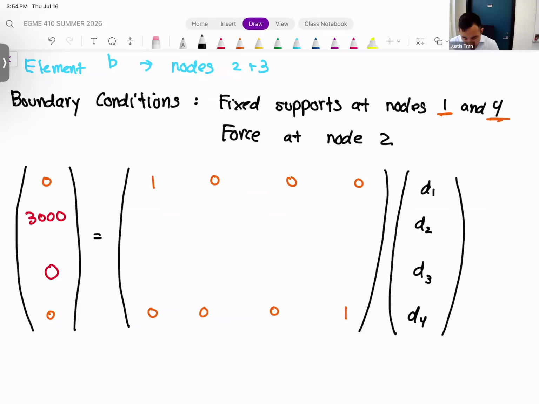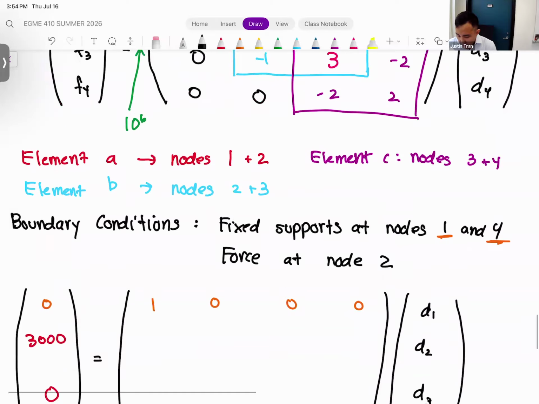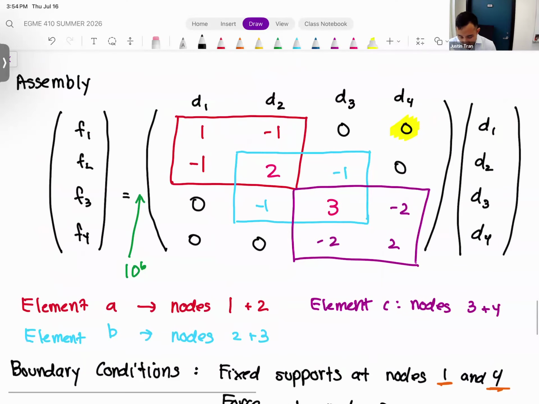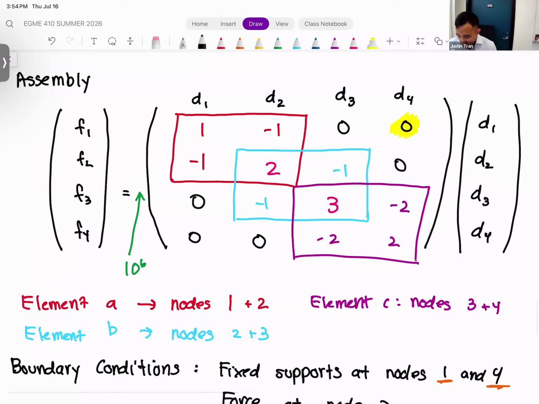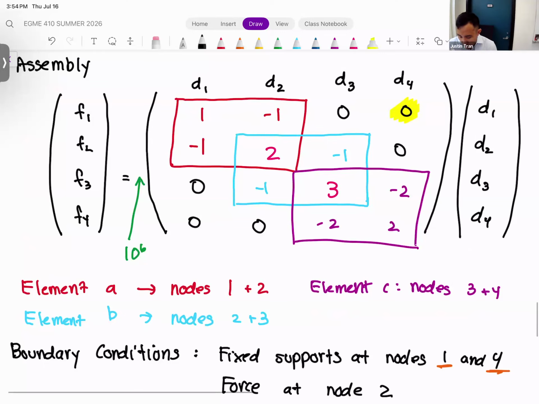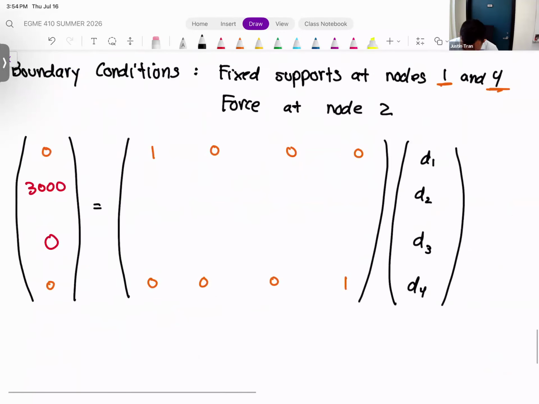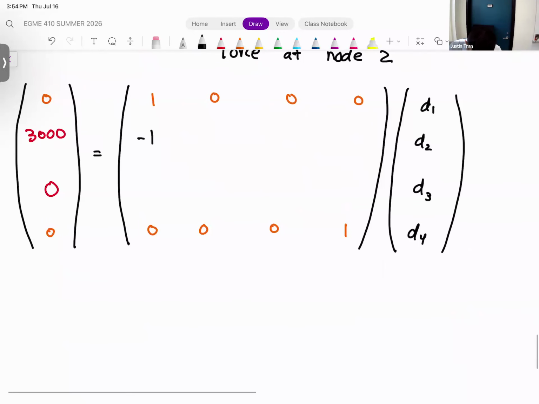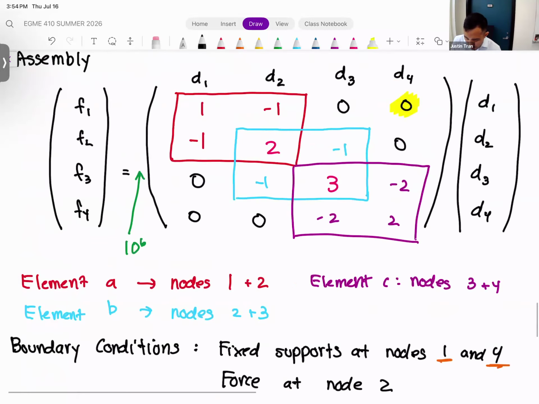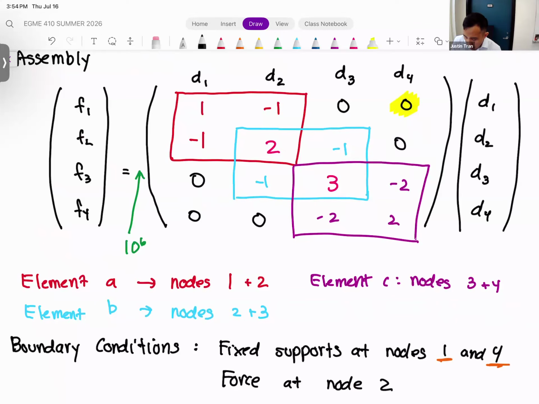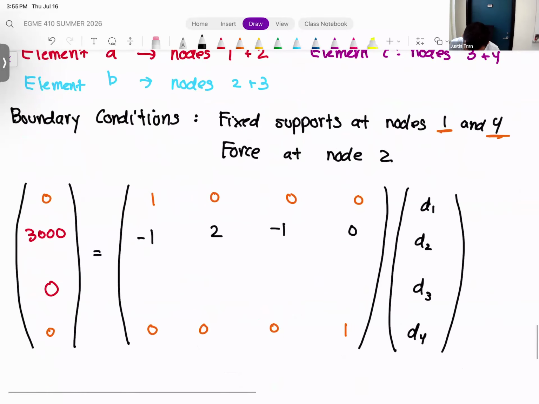Okay, so now that we've applied the boundary conditions, the last step is to fill in all the entries that we still need to for the nodes that don't have a fixed support. The second row is going to be -1, 2, -1, and then a 0. And then the third row is going to be 0, -1, 3, -2.